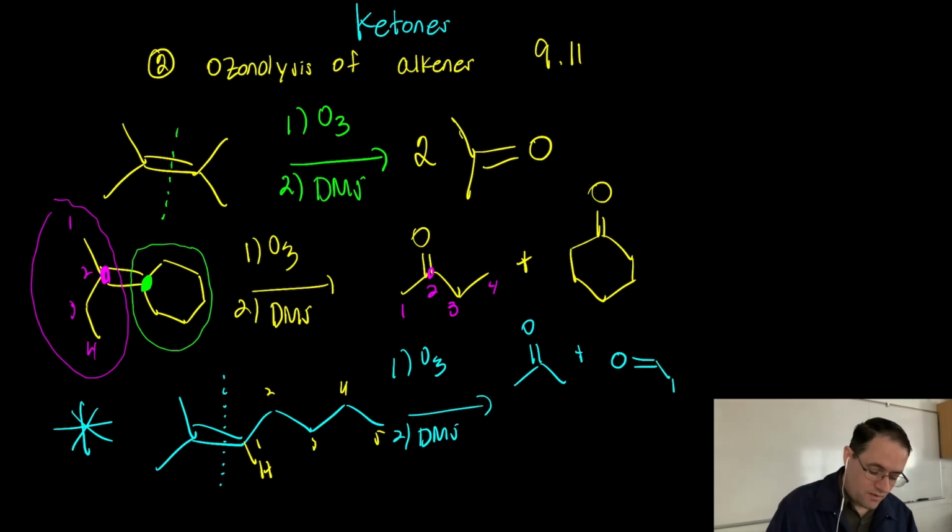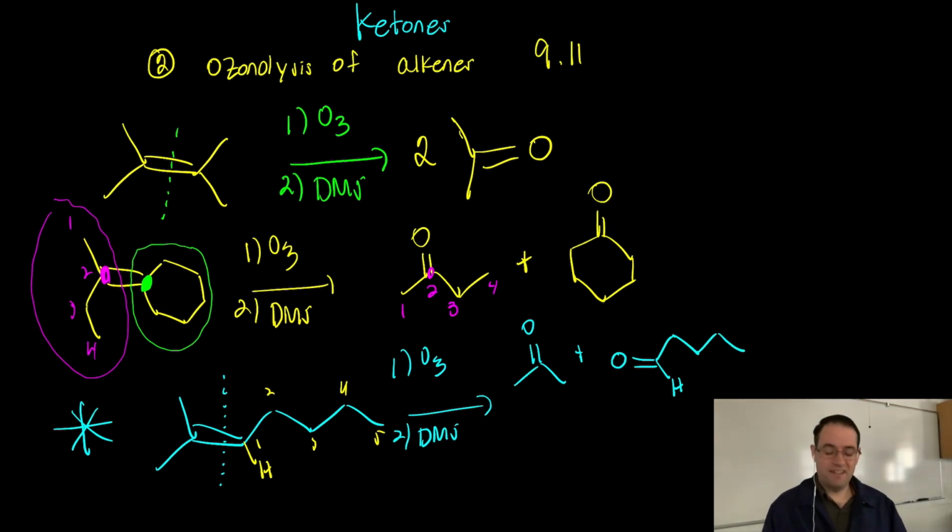I'll draw it in the same exact orientation so you kind of see the arrangement of the carbons and where they end up. Okay, so that's pentanal. All right, so you can form ketones, you can form aldehydes, you can form both. They could be cyclic, it could be very complicated, okay?